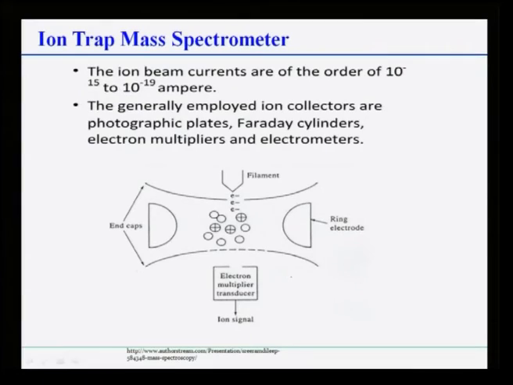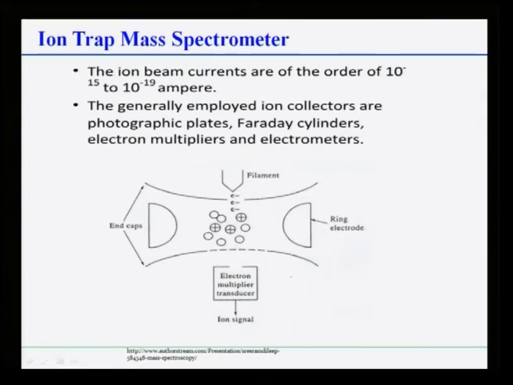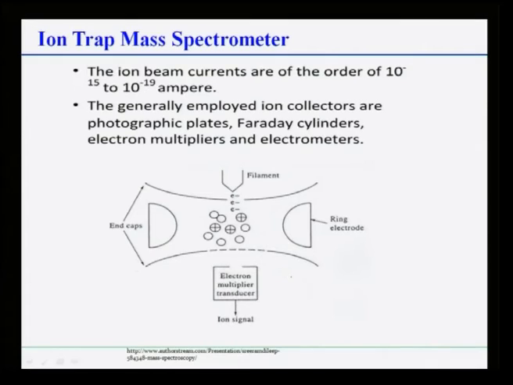The fourth technique which is important is the ion trap mass spectrometer. As the name suggests, it basically traps ions. As you know, Paul actually got the Nobel Prize because of the ion trap mass spectrometer technique. I have told you that, in 1983. Ion beam currents are normally of the order of 10 to the minus 15 to minus 19 amperes, so very small. That's because the number of ions present in the source beam is very small. This technique generally employs ion collectors, and they are actually photographic plates or electron multipliers.